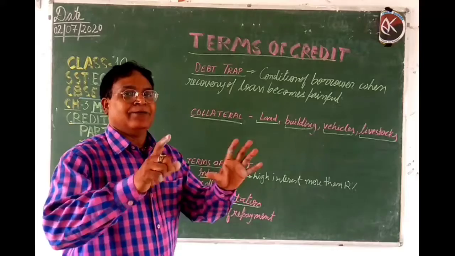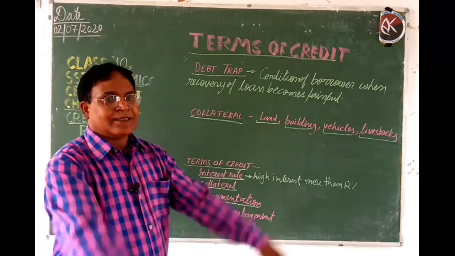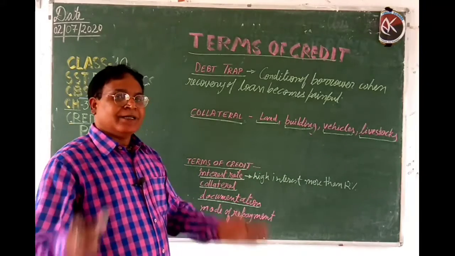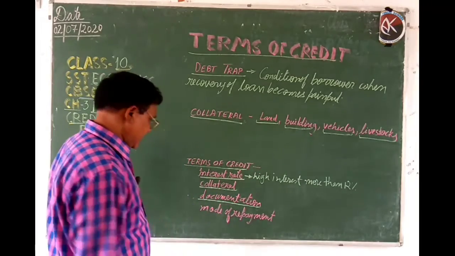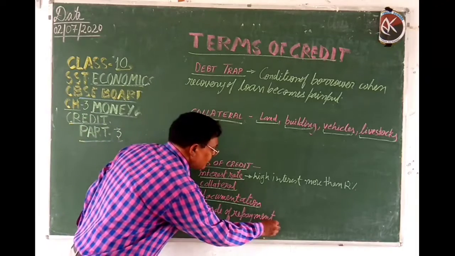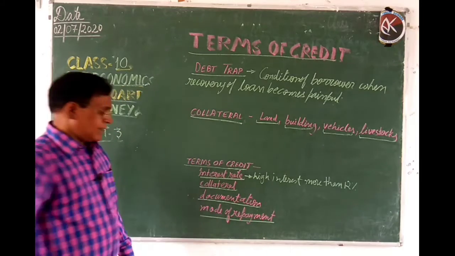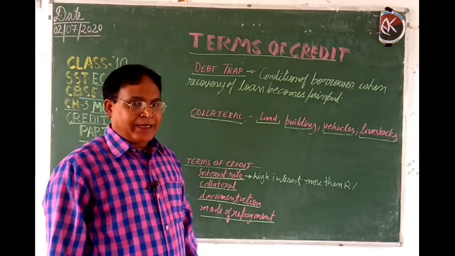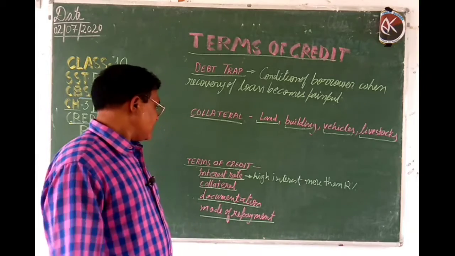You have to fill up a form, and a field officer will survey and submit the report. That is the documentation. And how will you make payment? That is the mode of payment. These are the terms of credit.